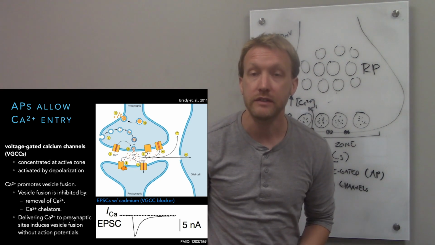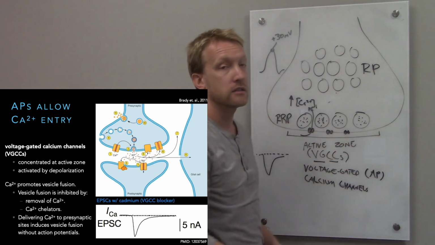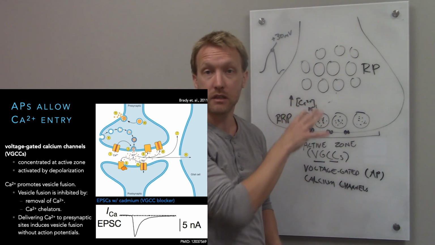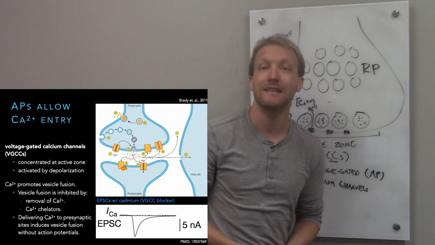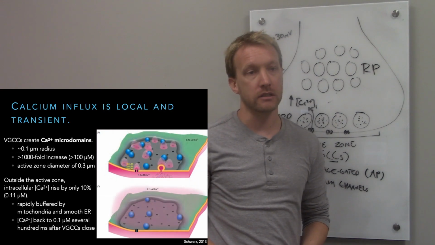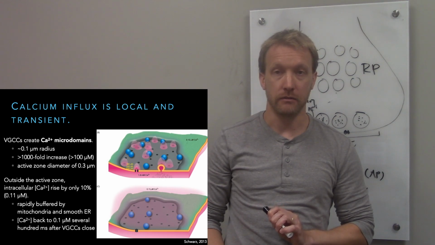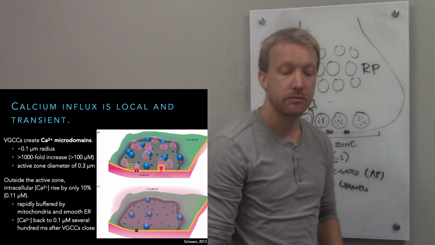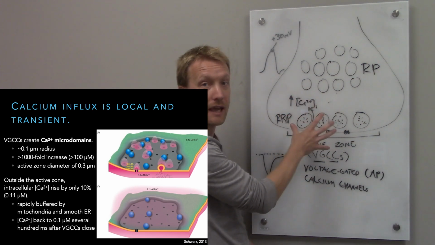Alternatively, you can do some really nifty stuff, like just deliver calcium here. Let's get around all the calcium channels and just dump calcium into the presynaptic site. When you do that, you trigger neurotransmitter release in the absence of action potentials. So it's all about calcium. But hey, let's not forget, calcium can kill you. So the way that we get around this is by concentrating our calcium channels at the active zone.